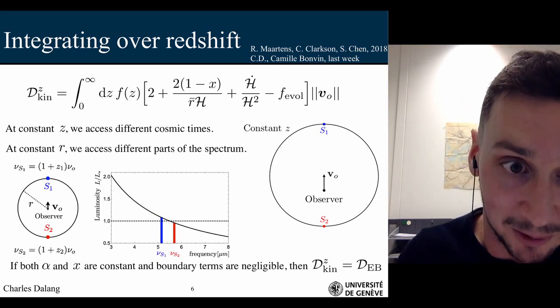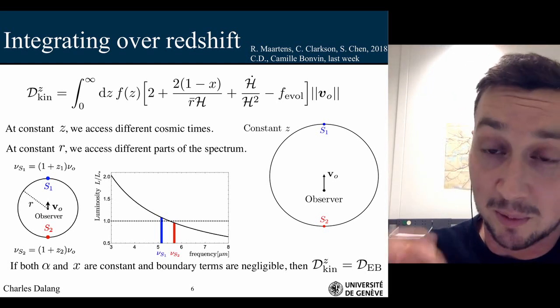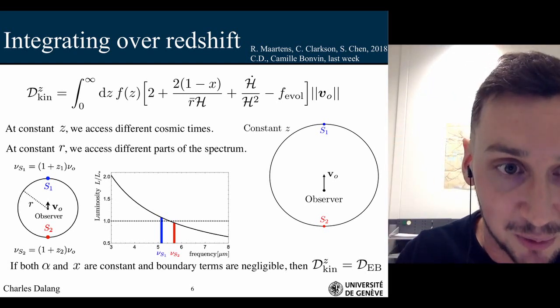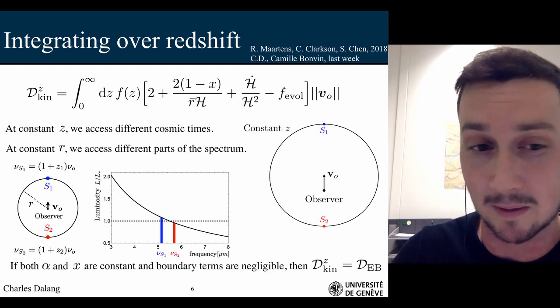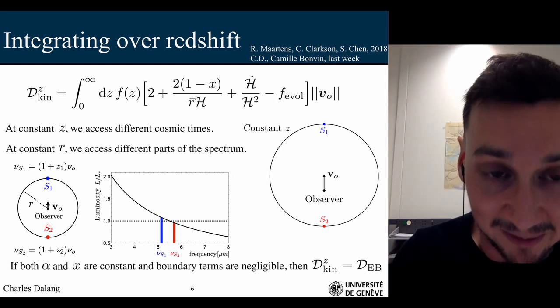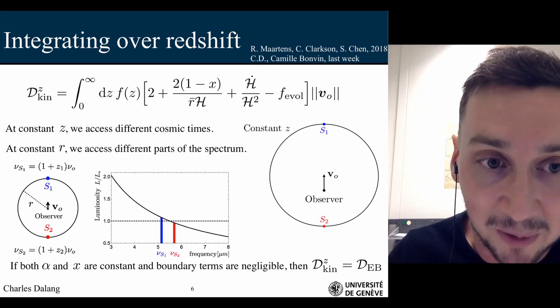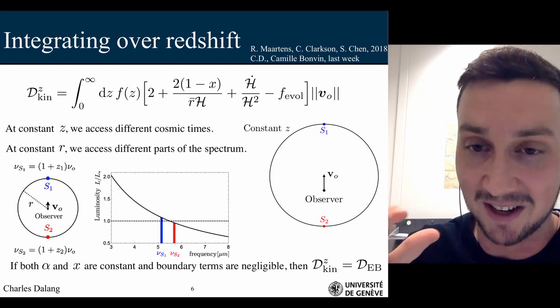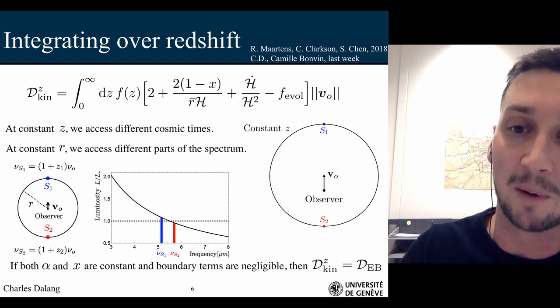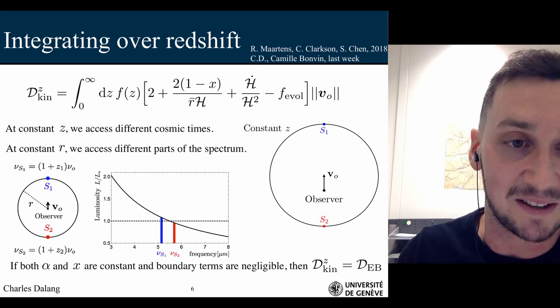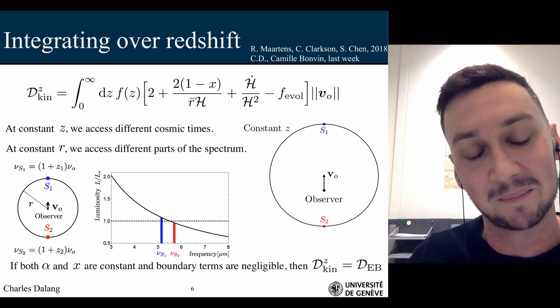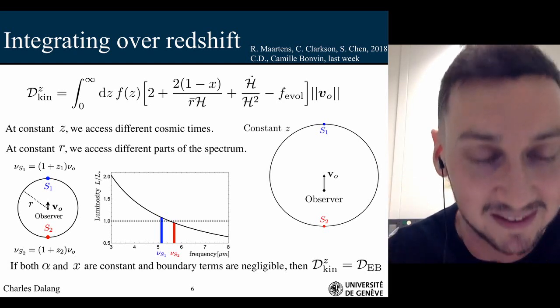And so the difference is that if you're at constant co-moving distance R, then you do observe different parts of the spectrum. So this is the plot on the left. If you observe at a fixed nu 0, it will correspond to a different nu S1 and nu S2. So nu S1 might be here in red. You're just below the luminosity threshold cut. And here in the blue case, you'll be just above. So this is the analog effect at constant distance. But this doesn't appear if you're observing at fixed redshift.